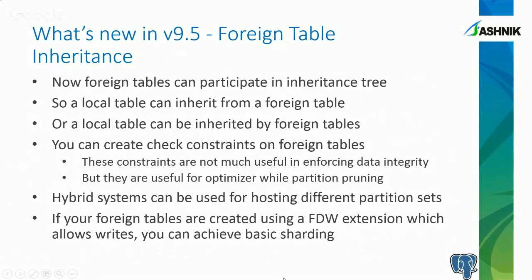Now, one other thing which could be done is you can use hybrid systems for hosting different partition sets. So some of your data could be on the file system and some other data could be on a Postgres database. And you can also mix and match, which means that some of your child tables could be local, some of your child tables could be on a Postgres database, and some other child tables could be a file system file, a comma separated file basically. And if your foreign data wrapper allows you to do write operations, you can also write from a central Postgres server, which will get routed to different child tables, and these child tables will be on different servers, which means you are able to achieve a basic sharding feature.